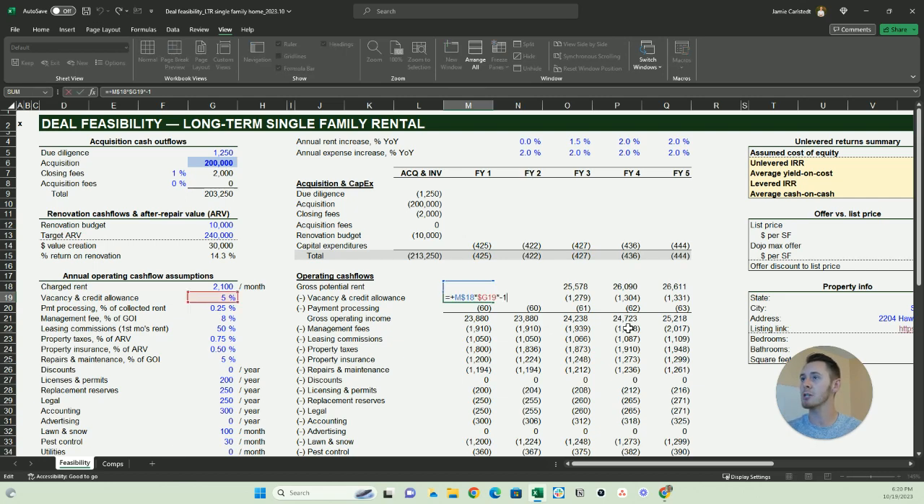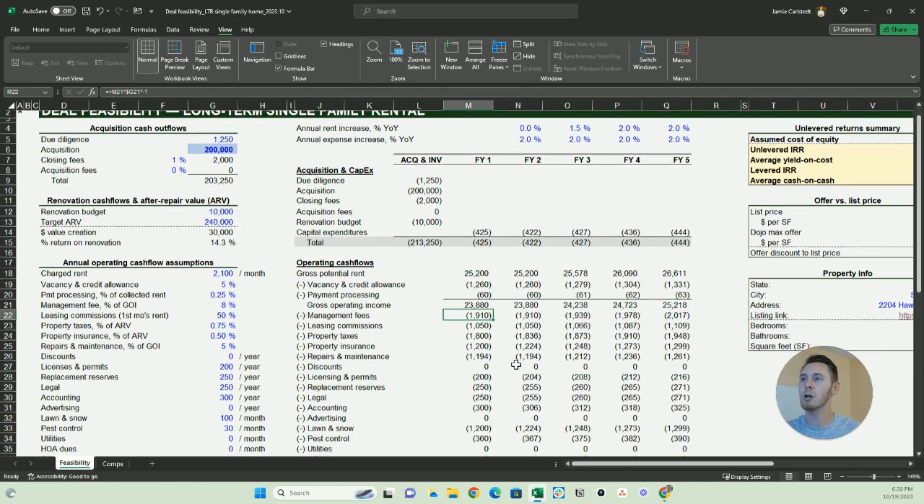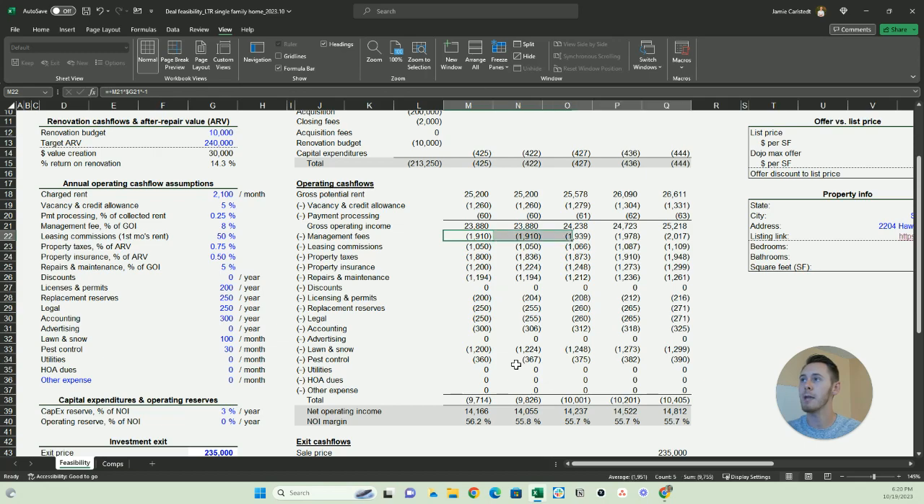Well, this is going to be a percentage of your rent. So we're building that out. Payment processing, and then our gross operating income. How much have we actually collected after the payment processing, and then after our uncollectible or vacancy cost? So then we actually go through and build out all the expenses. So management, leasing commissions, taxes, all the way down. And that gets us to our total expenses. And then we have our net operating income, which is our gross operating income less our total expenses.